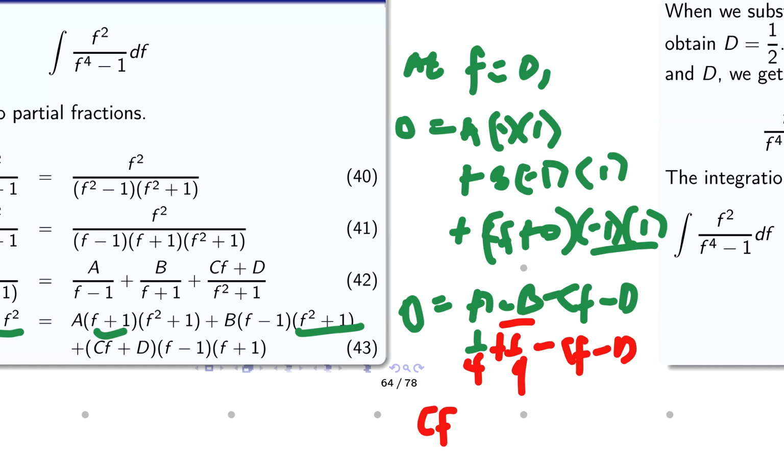So now you just have, straight up, your d. So you have 0 equals half minus d. So that means that d is equal to 1 over 2 easily. So d is 1 over 2 because cf is also gone. So you have d to be 1 over 2 like you have there.